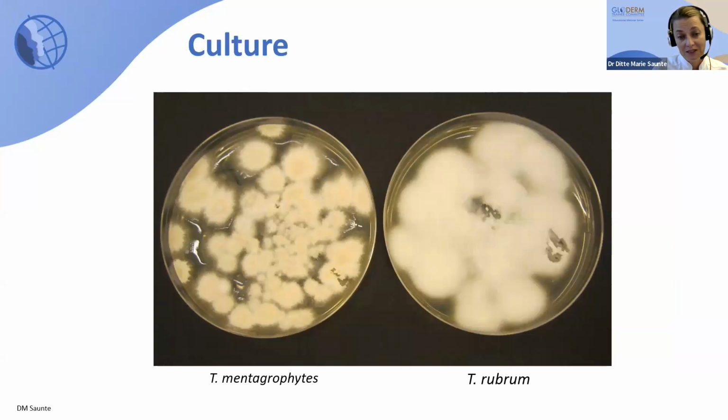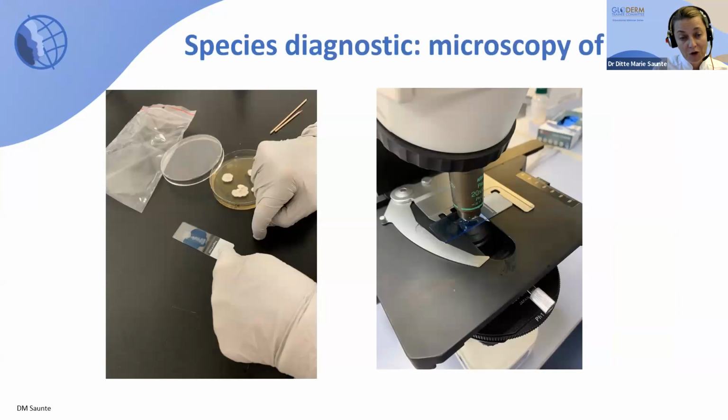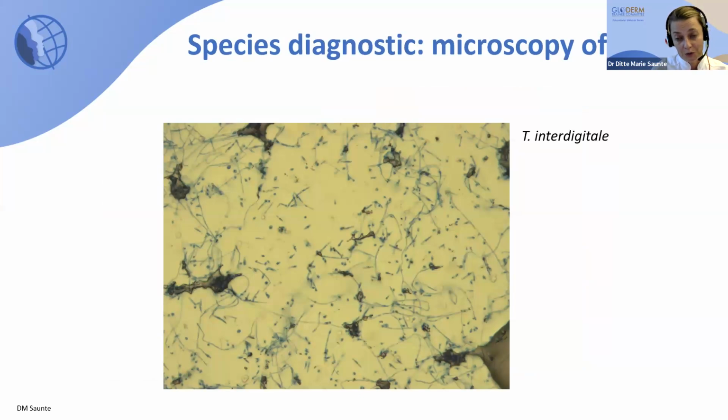To the left, Trichophyton mentagrophytes, which is a bit powdery, and to the right, Trichophyton rubrum, which is more feathery when we look at them. Just looking at the culture plate, we cannot see what the species or genus of this fungus is. So we take a sample from the culture, put it on a slide, and perform microscopy of the culture. We look at the hyphae of the culture in the microscope and see more detail here. We have the hyphae, and we have some microconidia, and sometimes also macroconidia. In this case, it was an example of Trichophyton interdigitale.